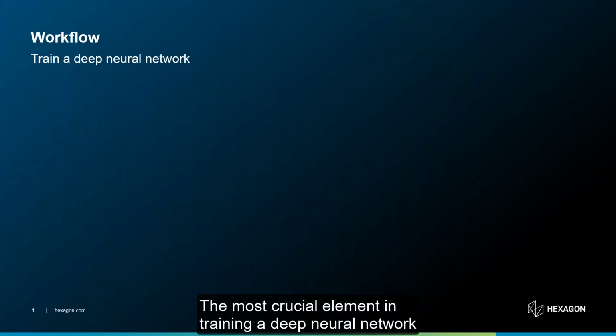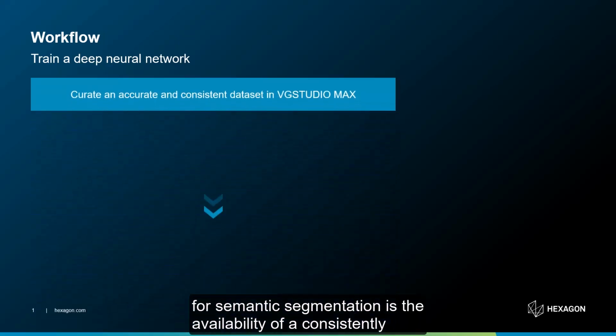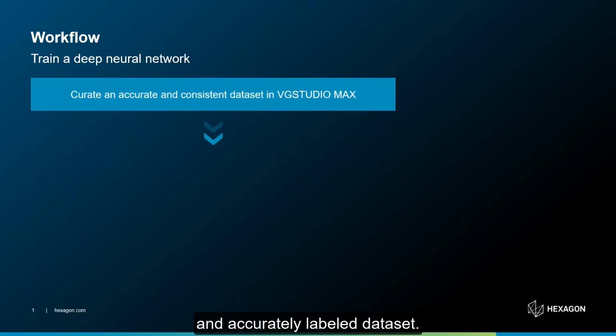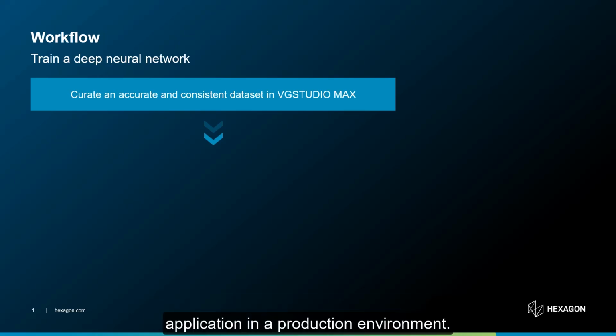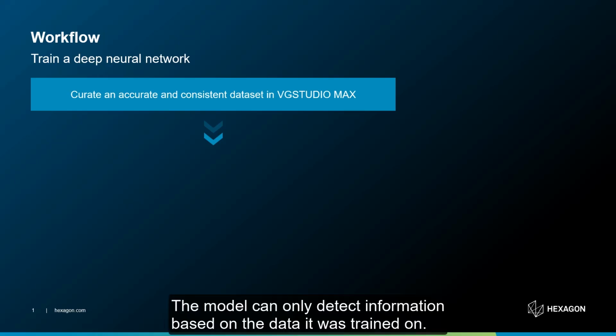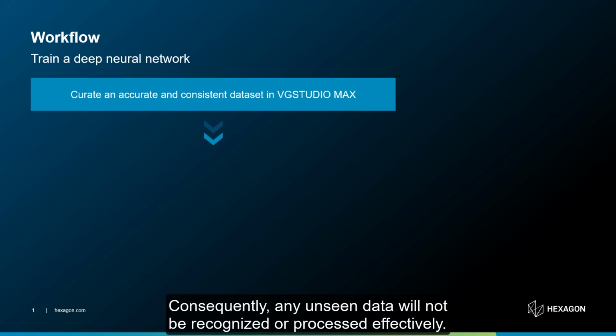The most crucial element in training a deep neural network for semantic segmentation is the availability of a consistently and accurately labeled dataset. This dataset must encompass all potential scenarios that may arise during its application in a production environment. The model can only detect information based on the data it was trained on. Consequently, any unseen data will not be recognized or processed effectively.